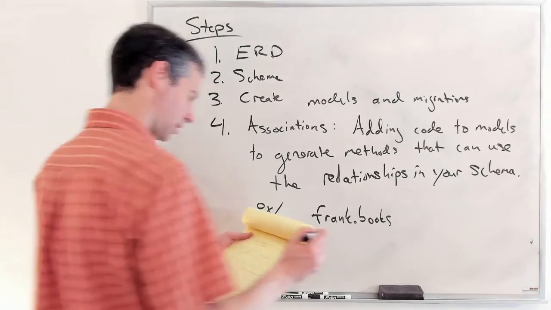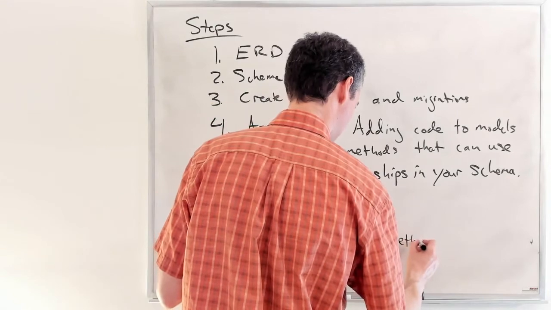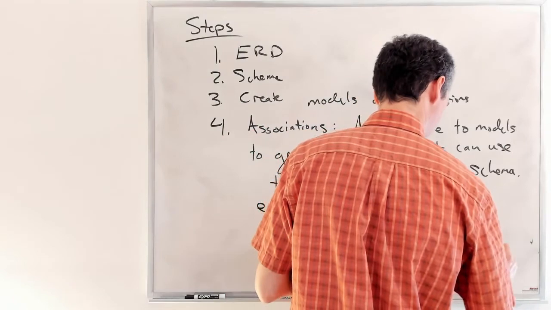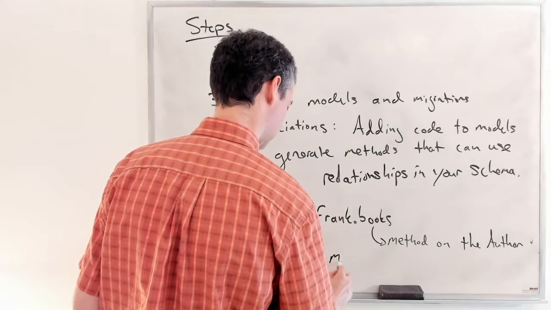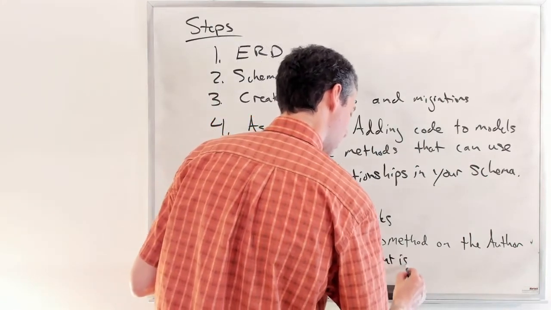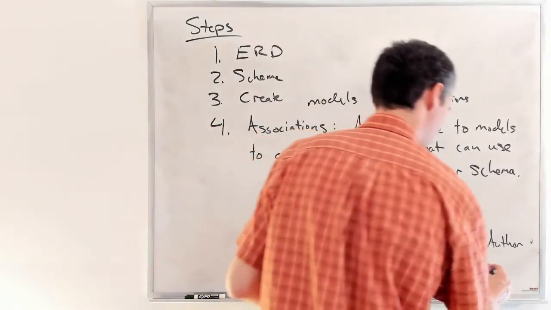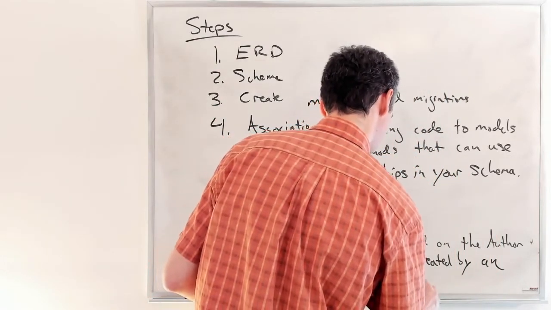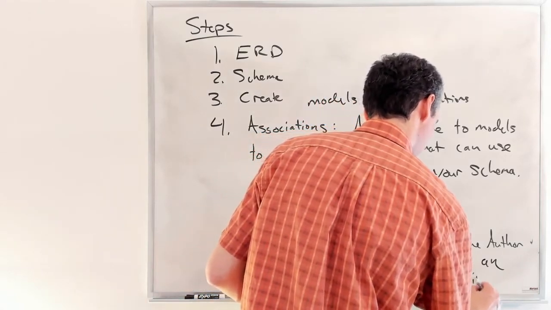And this books is what's interesting. This is a method on the author model that is created by an association definition, or declaration, whichever you want to say.